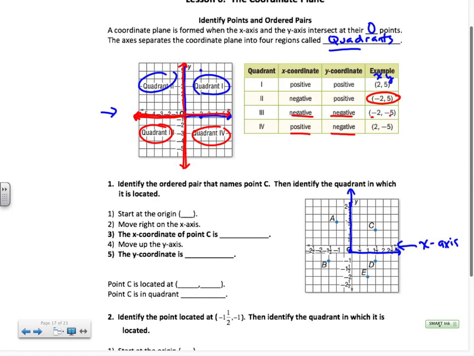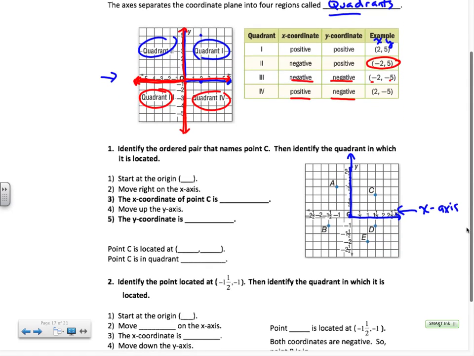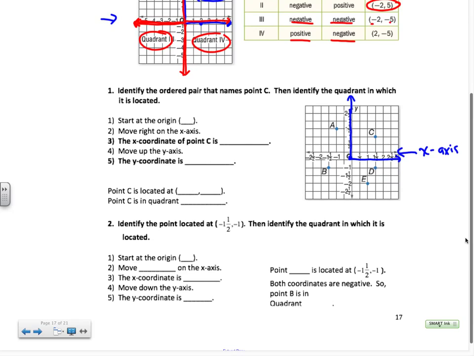All right, let's see, number 1. Identify the ordered pair that names point C. Then identify the quadrant in which it's located. So first we have to find the ordered pair and then the quadrant. If we look at C here, if we go over on the x-axis, we're going over 1/2, 1, 1.5. And then when I go up, this is probably 1/4, 1/2, 1.